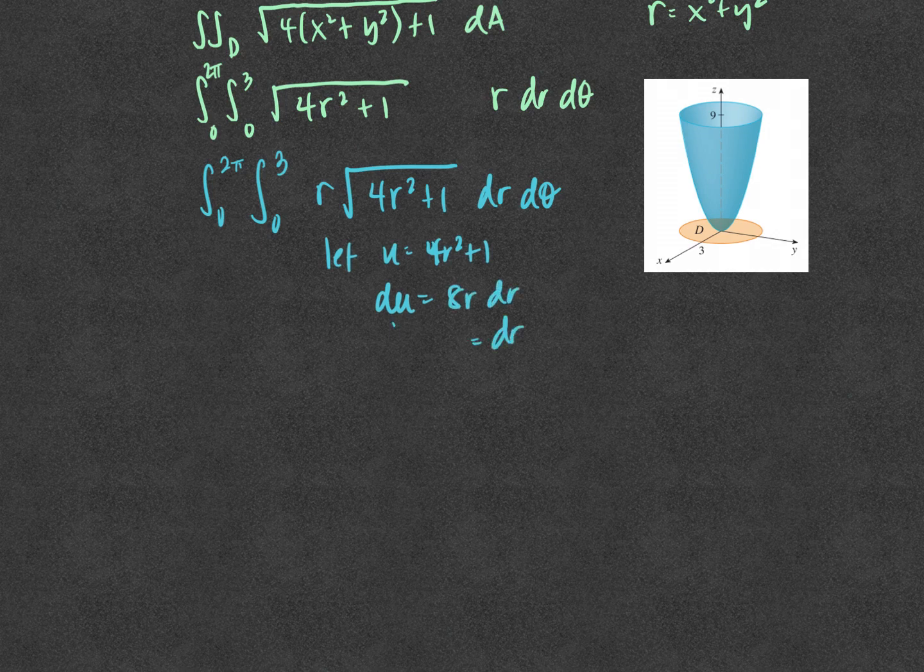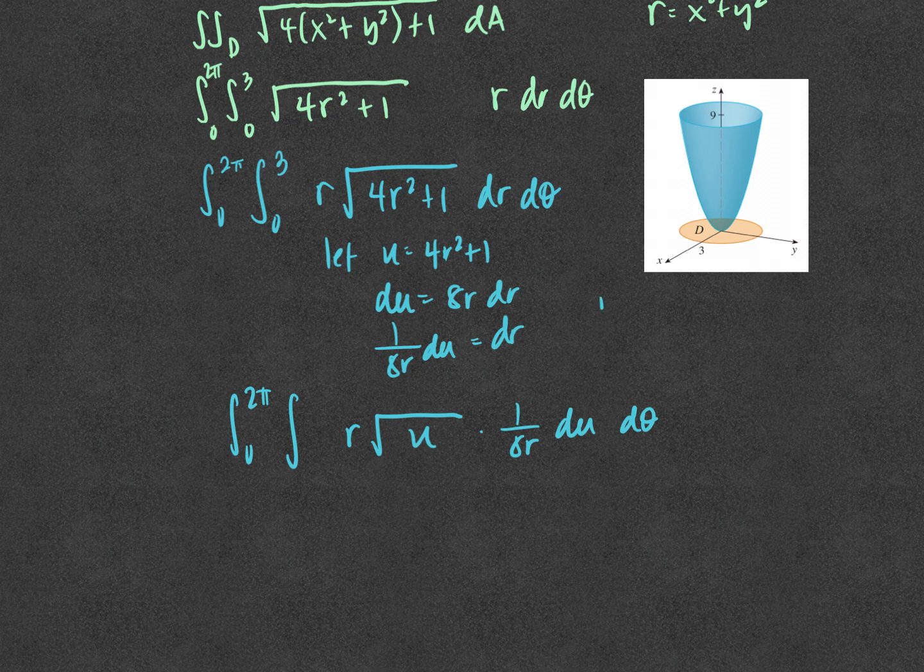So dr is equal to 1 over 8r du. And let's plug this in. So we have 0 to 2 pi. And then I'm going to leave my bounds off because I'm changing to u. So I have r times the square root of u, and then we have times 1 over 8r du and d theta. Now when r equals 0, u is going to equal 1. And when r equals 3, u is going to equal 9 times 4 is 36 plus 1 is 37. So we can put these bounds in, 1 to 37.